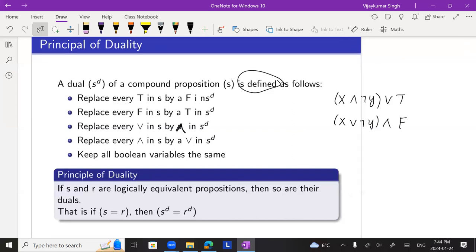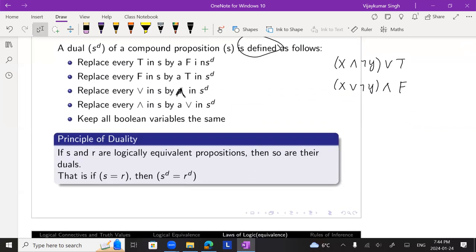Now, this is a big principle, the principle of duality. It says that if S and R are logically equivalent propositions, then the duals are also equivalent. Does that make sense to you? Let's try to see if this is really the case.